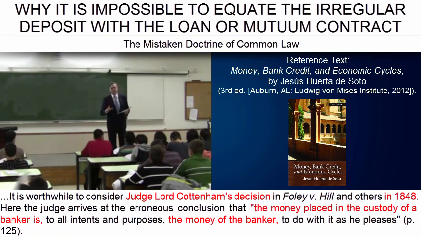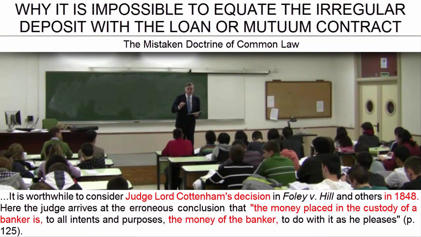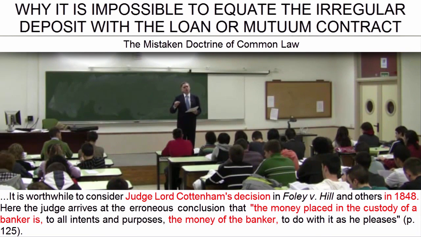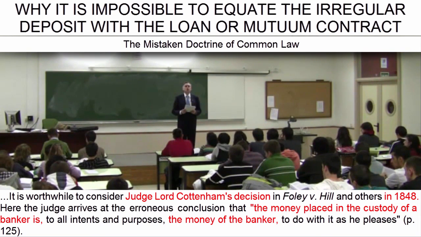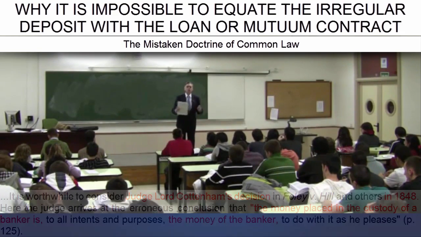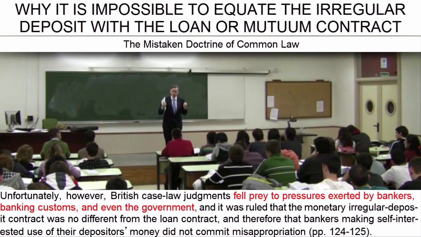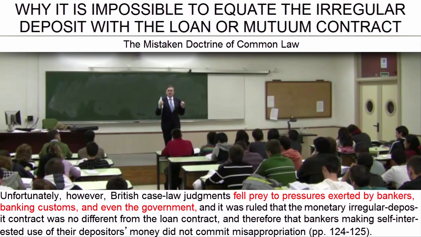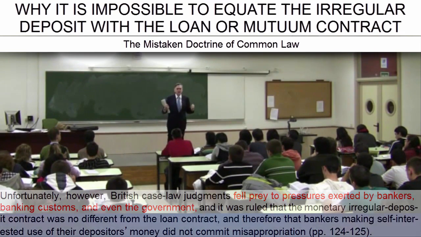Unfortunately, Lord Cottenham, a well-known English judge, made the error of ruling that a banker could lend to third parties what had been deposited with him, because what he had received was not actually a deposit, but a loan. Keep in mind that judges reach decisions under strong pressure from the specific circumstances of each case, and from the practices they believe to be widespread around them.